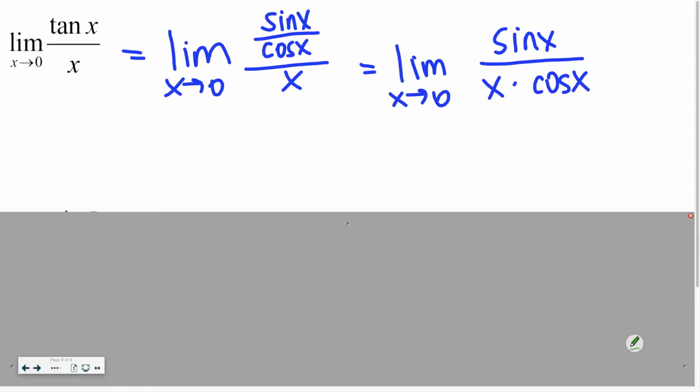Ethan, what's your question? Is sine of x supposed to go to the denominator? It is not, because when we divide, it's the same thing as multiplying by the reciprocal. So we take our numerator and multiply it by the denominator's reciprocal. If x was in the numerator, then we would have to flip-flop.